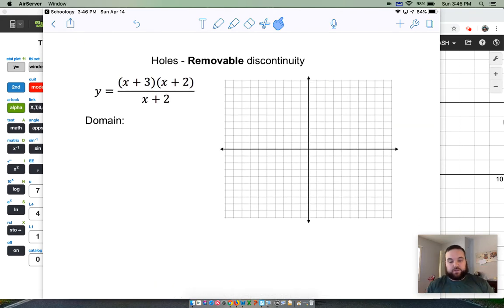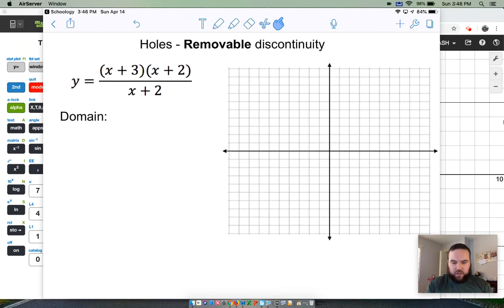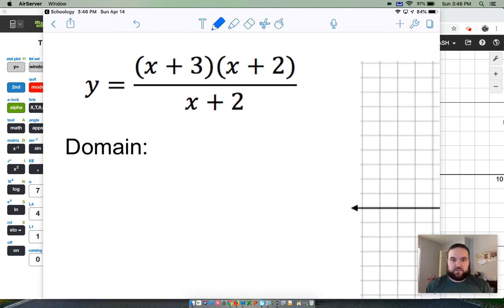So I just want to show you an example of some of these, and I'll use Desmos in a minute to help illustrate this. If you have a function that looks like this, y equals (x plus 3)(x plus 2) over (x plus 2), the domain, we know the denominator can't equal 0. That means x cannot be negative 2.